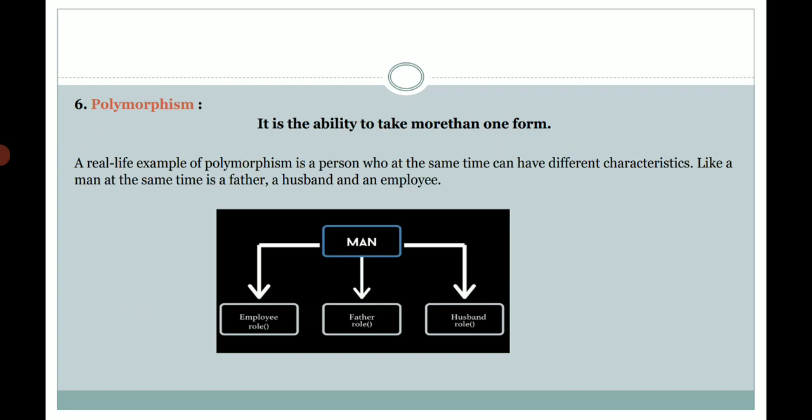One more basic concept is polymorphism. Poly means many. Morphism means different forms. It is the ability to take more than one form. A real life example of polymorphism is a person who at the same time can have different characteristics. Here is an example diagrammatic representation. A man at the same time is also a father, also a husband, also an employee. So this is one general example for polymorphism.